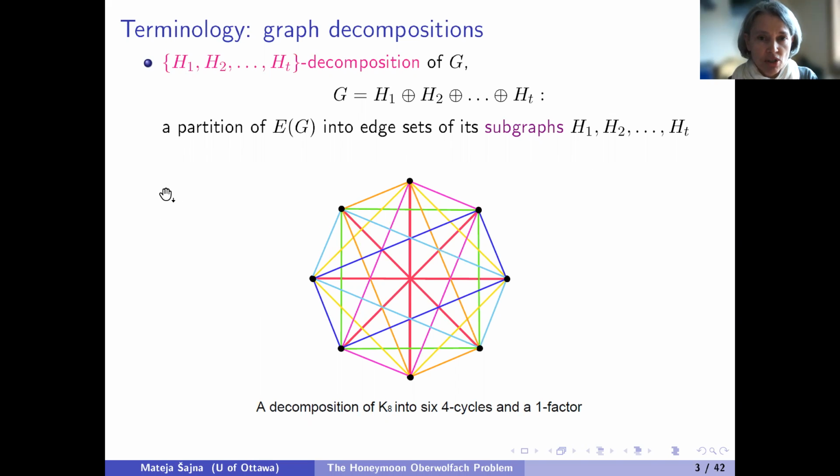So a quick introduction into the terminology here. We say that a graph is decomposed into its subgraphs, H1 through HT, if its edge set is partitioned into the edge sets of these subgraphs. So here's a picture. We have the complete graph on 8 vertices, and it's decomposed into several copies of, I think, a 4 cycle, as well as a 1 factor. Think of this as coloring the edges of G so that the color classes represent these subgraphs. We have a thick red 1 factor, and we have a yellow 4 cycle and a blue 4 cycle, and so on.